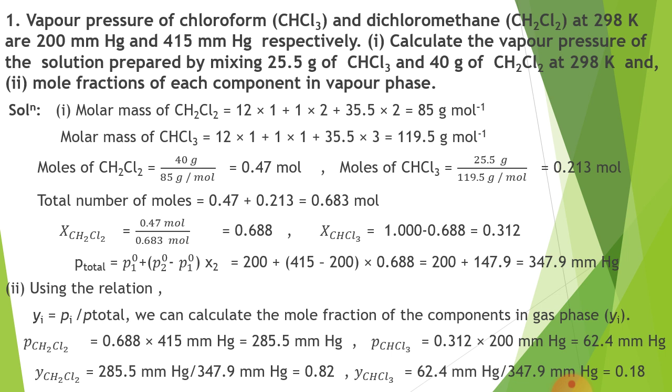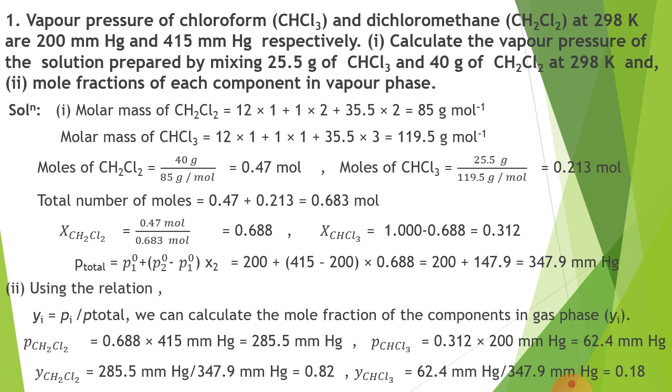Now solution. First of all, we have to calculate the molar mass. Calculation of molar mass you also study in chapter 1 in class 11th. Molar mass of CH2Cl2 equals mass of carbon multiplied by number of carbon atoms, plus mass of hydrogen multiplied by number of hydrogen atoms, plus 35.5, the mass of Cl, multiplied by number of Cl. By this way, we got the molar mass of CH2Cl2 as 85 gram per mole.